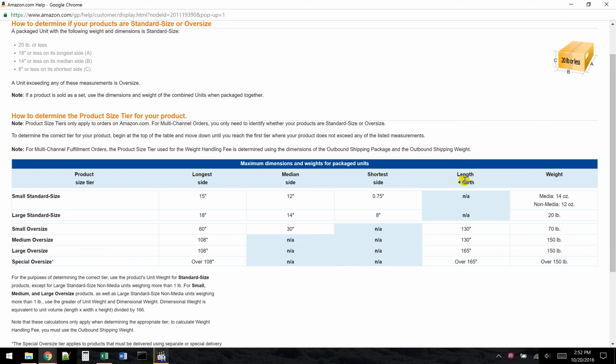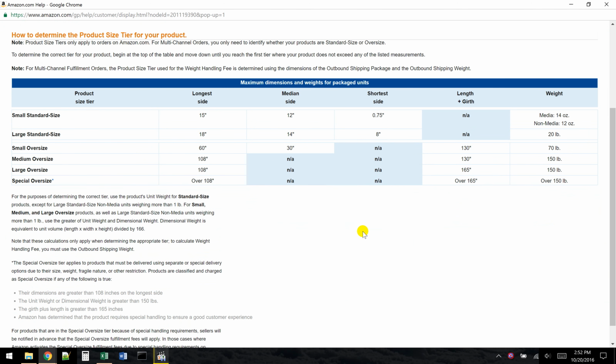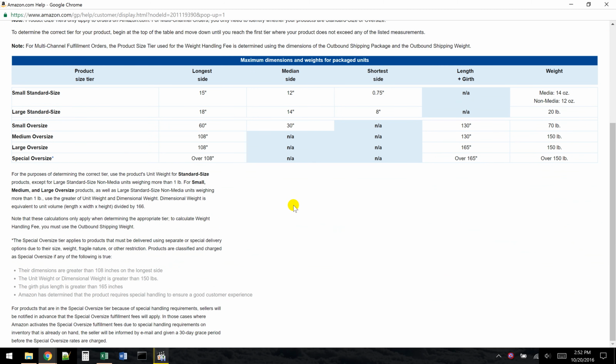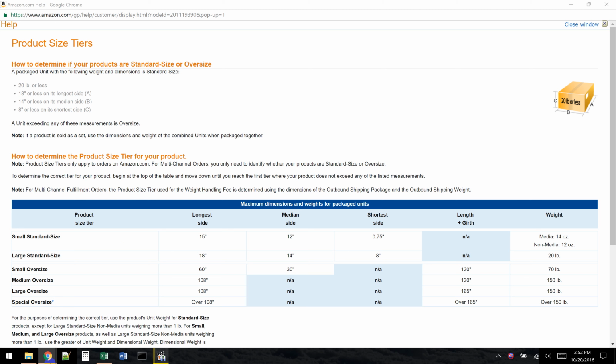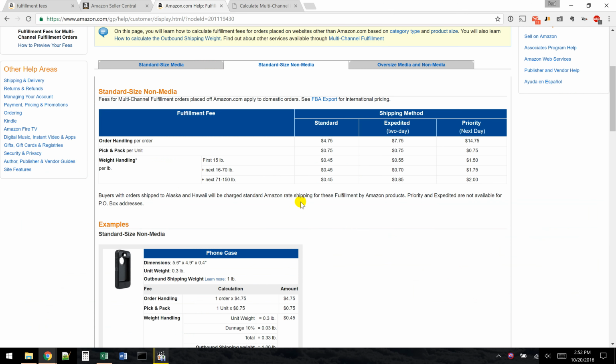Length plus girth comes in as the longest side plus 2 times the median side plus 2 times the shortest side. So basically it's the length of the package plus the length around the shortest dimension. So again, you can see this stuff gets pretty complex pretty quick. So now we'll take a look at the actual fees.